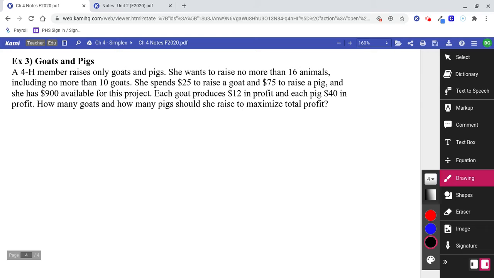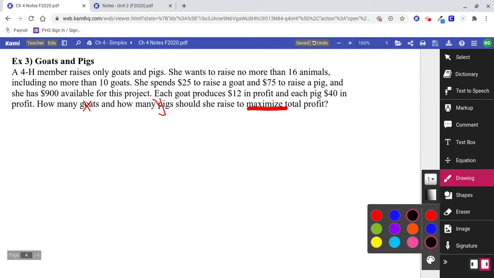Well, the first thing let's do is just set up the problem. I notice this is a maximize problem. And we can say that goats will represent x and y will represent pigs.